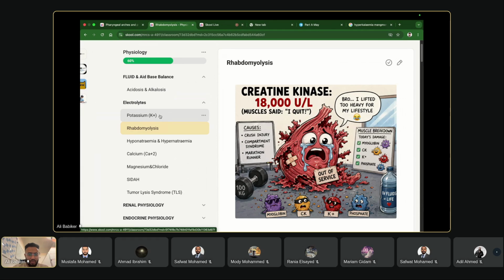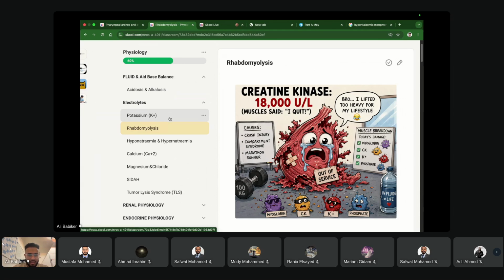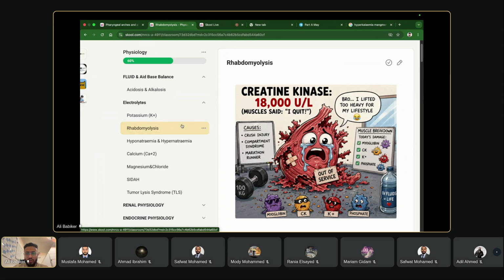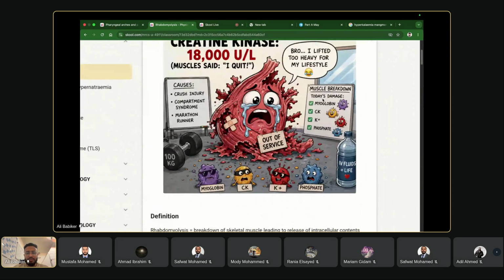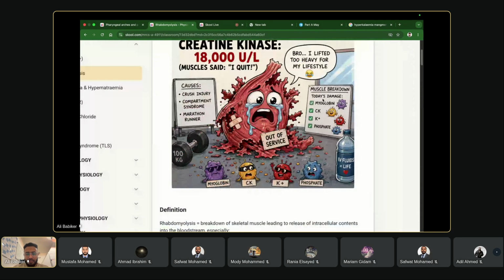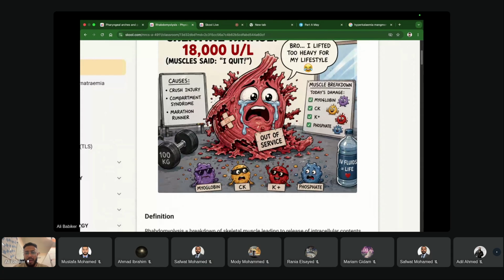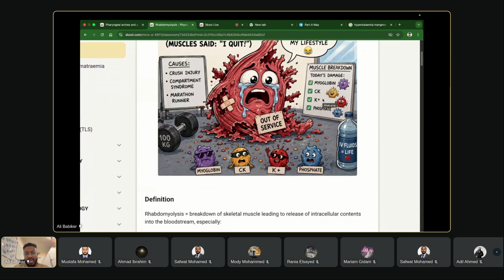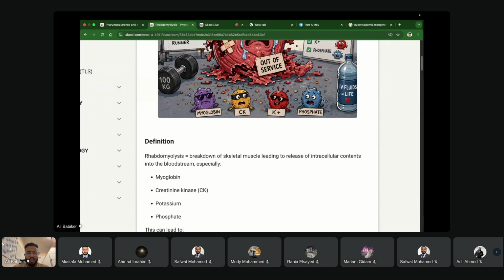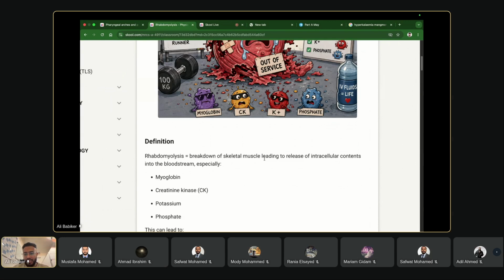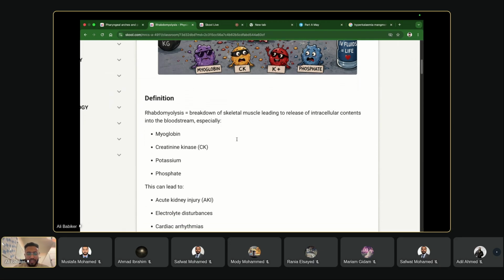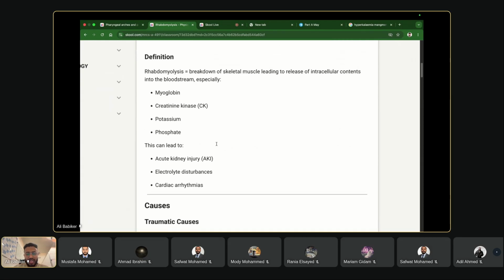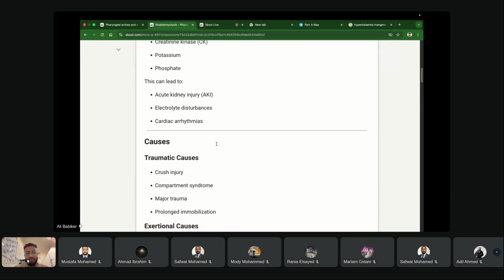After the potassium, I'm going to discuss rhabdomyolysis, which has a lot to do with hyperkalemia. Rhabdo means skeletal, myo means muscle, lysis means destruction. So rhabdomyolysis is the breakdown of skeletal muscle leading to release of intracellular contents into the bloodstream, especially myoglobin, creatine kinase, potassium, and phosphate. This can lead to acute kidney injury, electrolyte disturbance, and cardiac arrhythmia.